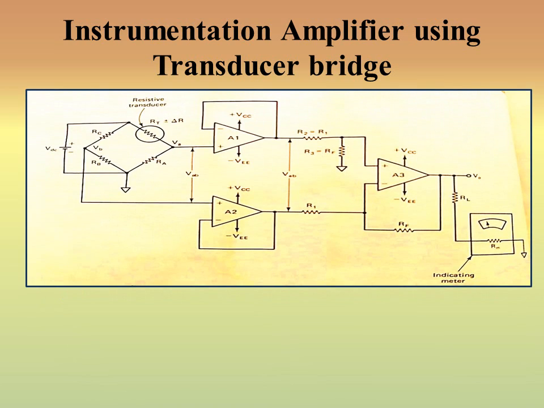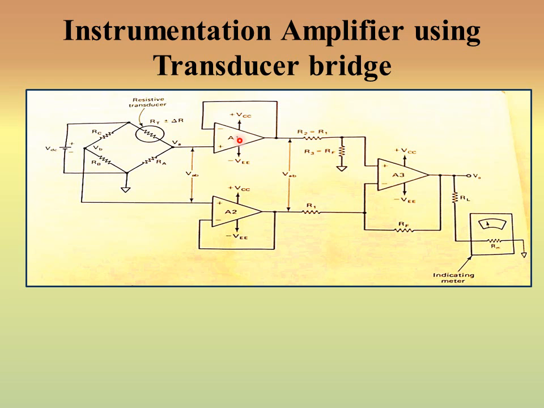So this is the basic diagram of an instrumentation amplifier using transducer bridge. In the diagram you can see, first of all, there is a bridge of 4 resistors to which a DC supply is connected at two ends. This circle is denoted by a transducer. Here it is written resistive transducer.